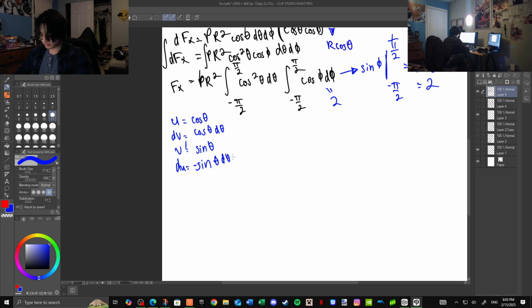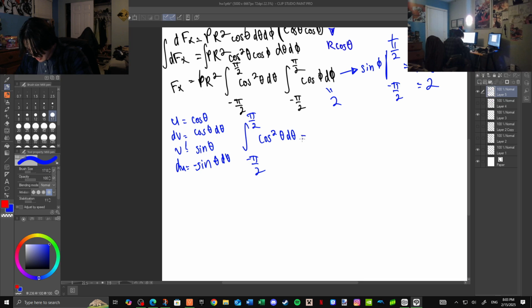And so we need to find this integral using integration by parts, that's what the name is. So we need to use integration by parts to solve this equation.